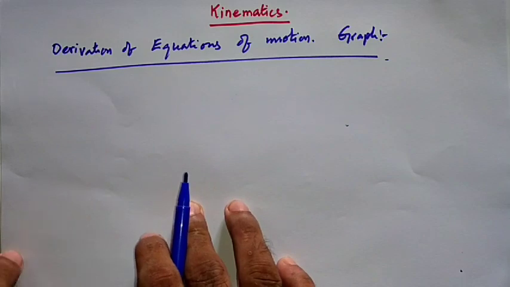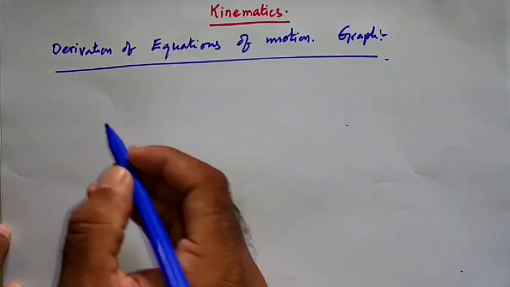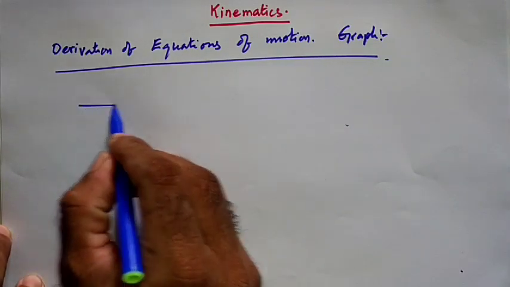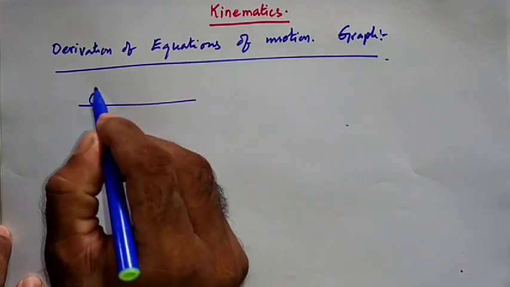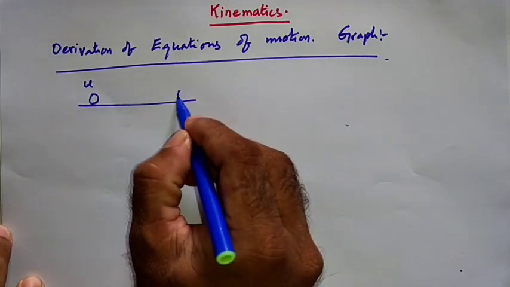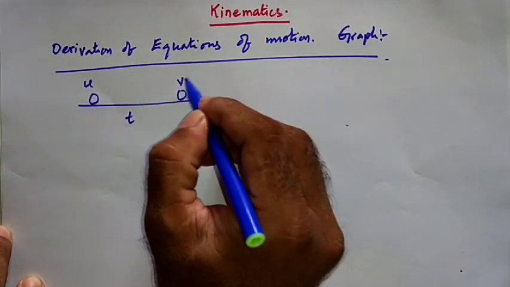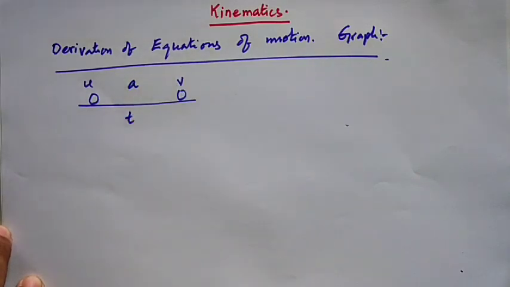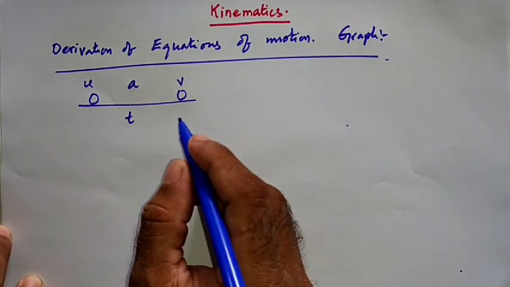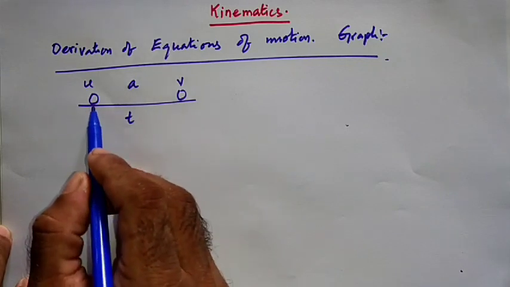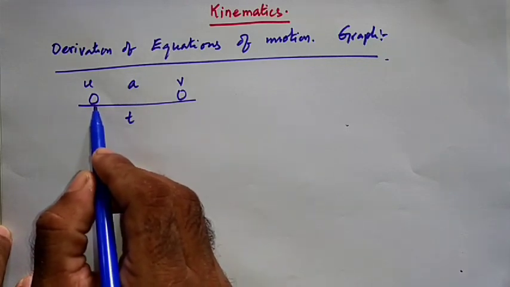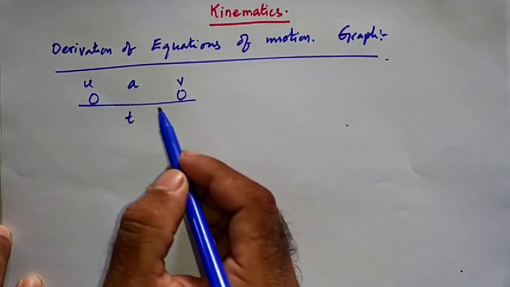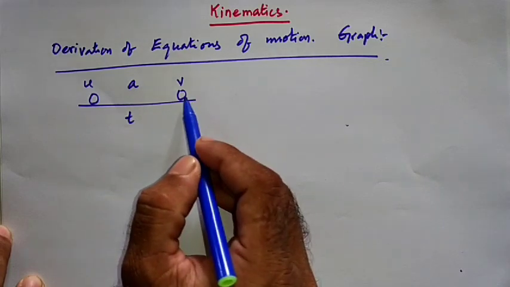First, consider an object moving in a straight line with an initial velocity u, and after time t seconds its velocity is v, right? And the acceleration is uniform. So at time 0 the velocity of the object is u. After time t seconds its velocity is v.